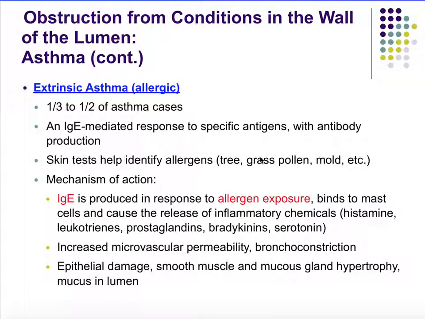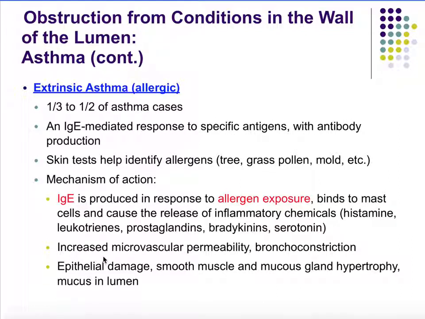And so what's the mechanism of action? Well, it's similar to what we learned about in terms of an allergy. IgEs are produced in response to whatever allergen we're exposed to. Those antibodies are going to bind to the mast cells, and that's going to cause the release of inflammatory chemicals when we are exposed to the allergen. So we're going to see the release of histamine, leukotrienes, prostaglandins, bradykinin, etc. And if you recall, we talked about how important histamine is in this response.